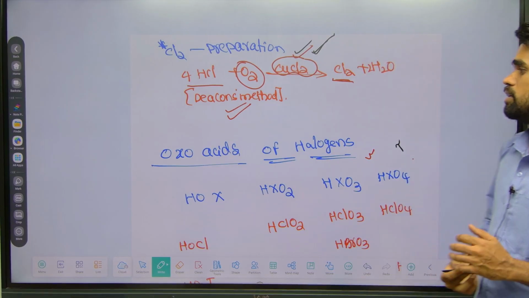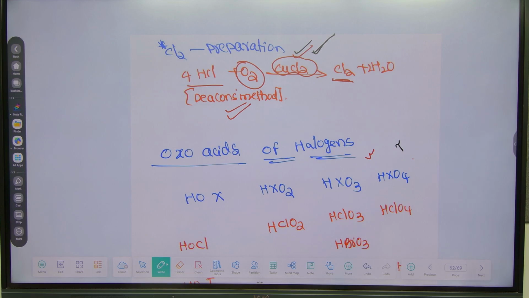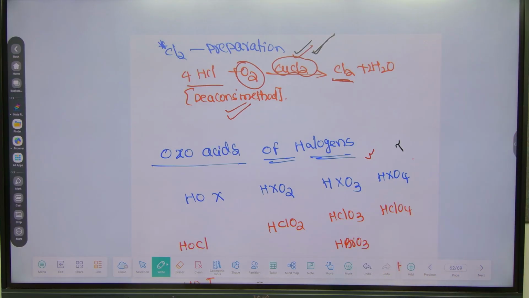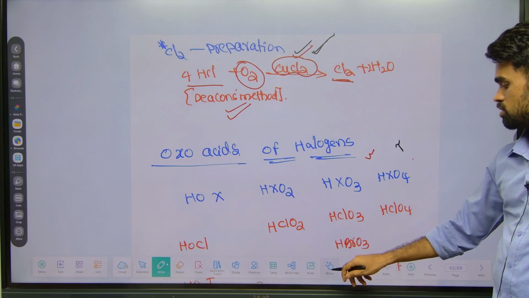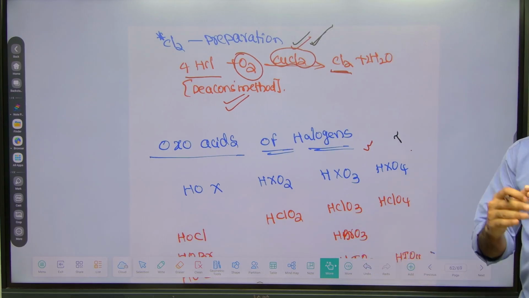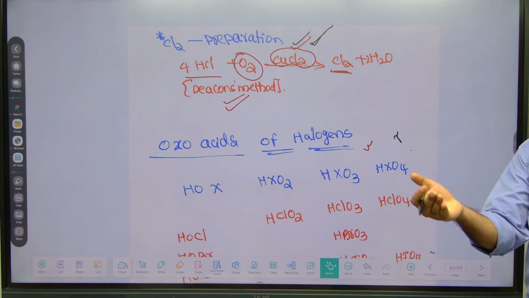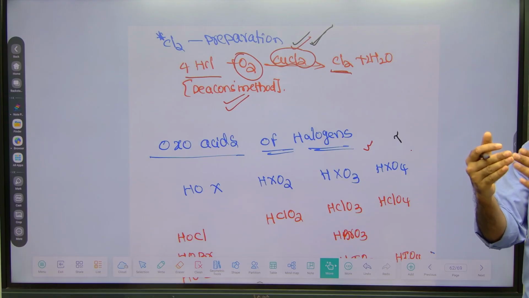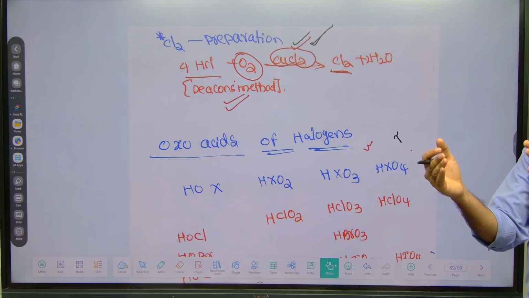Okay, right. What are the halogens in the gaseous state? Fluorine and chlorine. Liquid state? Bromine. Okay, next. So non-metals form which type of oxides? Acidic oxides. Acidic oxides upon hydrolysis give you oxoacids.